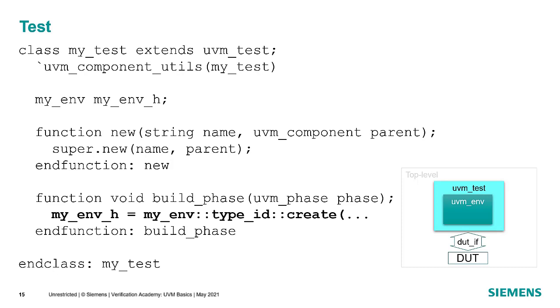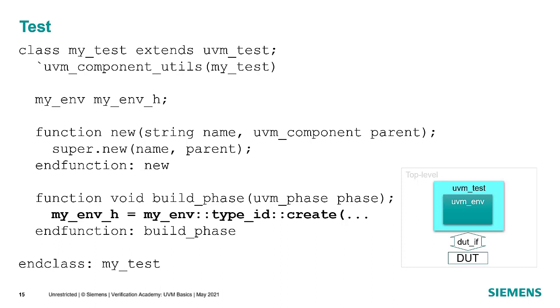We do that through a method called create. We assign to the MyEnvironment handle the result of this create call. Now don't worry about the double colons and type ID and things. This is part of the UVM infrastructure, and what it allows us to do is to create an instance of the MyEnvironment type, but to do it in such a way that we have flexibility to override the type later if we want to. So we use the create method.